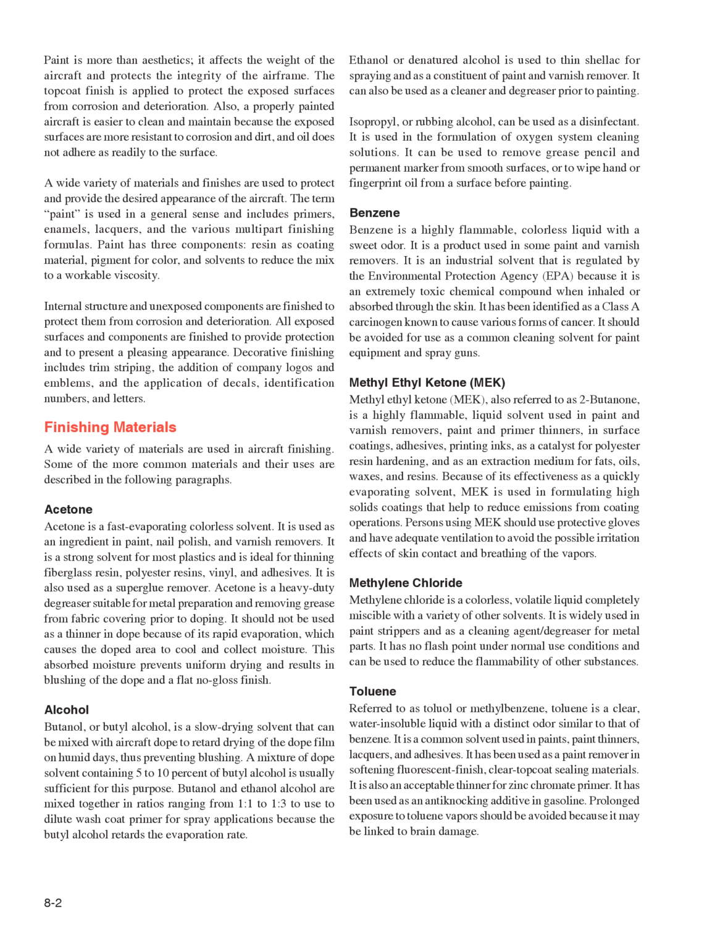Alcohol. Butanol, or butyl alcohol, is a slow-drying solvent that can be mixed with aircraft dope to retard drying of the dope film on humid days, thus preventing blushing. A mixture of dope solvent containing 5 to 10% of butyl alcohol is usually sufficient for this purpose. Butanol and ethanol alcohol are mixed together in ratios ranging from 1 to 1 to 1 to 3 to use to dilute wash coat primer for spray applications because the butyl alcohol retards the evaporation rate. Ethanol or denatured alcohol is used to thin shellac for spraying and as a constituent of paint and varnish remover. It can also be used as a cleaner and degreaser prior to painting.